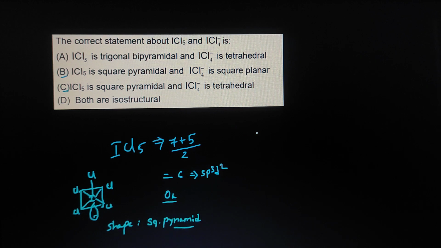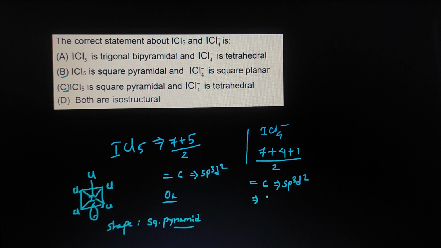Now here, if we observe the structure of ICl4 minus, we can also determine it in this way: 7, the valence electrons of iodine, plus 4 Cl, plus 1 for the 1 negative charge, divided by 2. So this is also 6, that means sp3d2. This is also octahedral geometry.